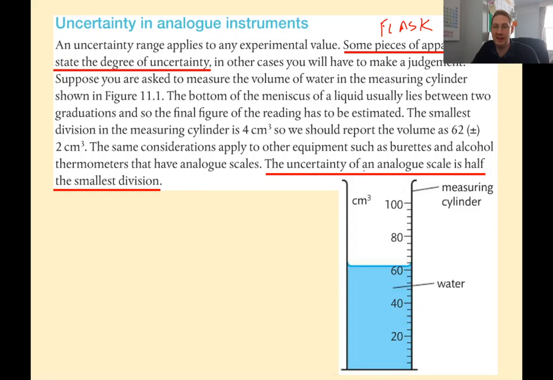Other ones won't have the value measured on them, but you can work out the uncertainty by taking half the division. So here, for example, 64, 68, 72, 76, 78, each division is 4 centimeters cubed. So the uncertainty of this is plus or minus 2 centimeters cubed, half the smallest division. So if we're reading this, we would read that as 62, because we're reading to the bottom of the meniscus, plus or minus 2 centimeters cubed. Be aware of that.